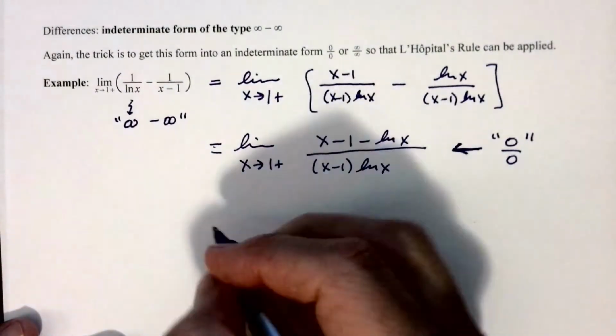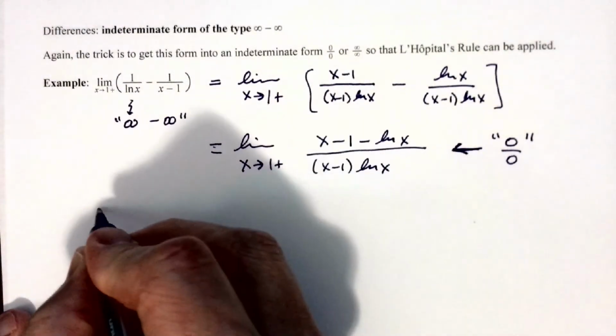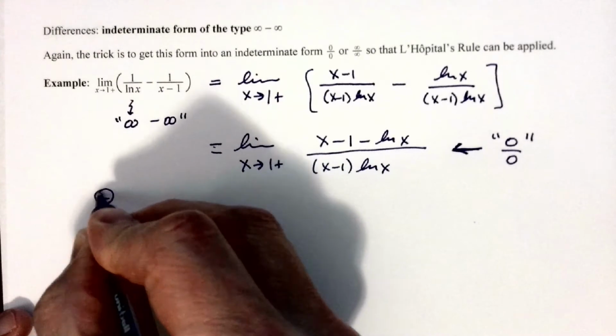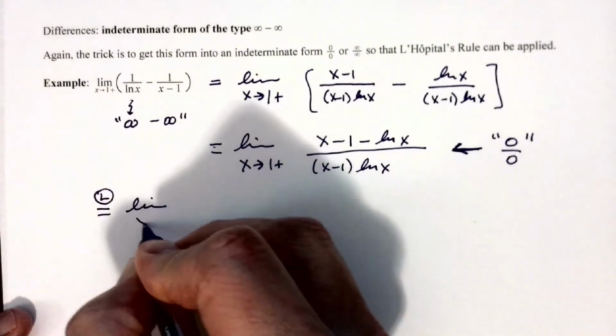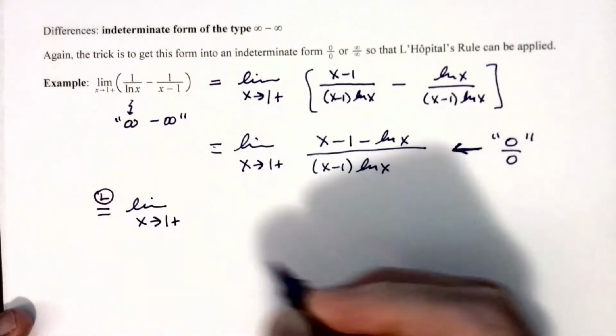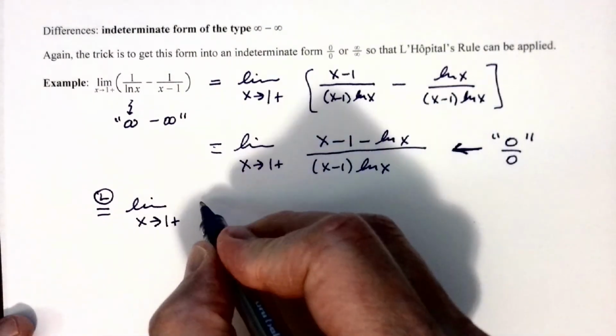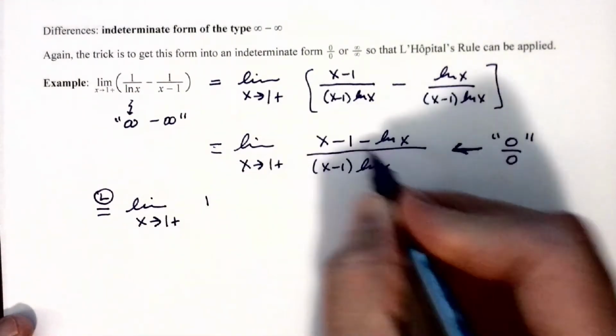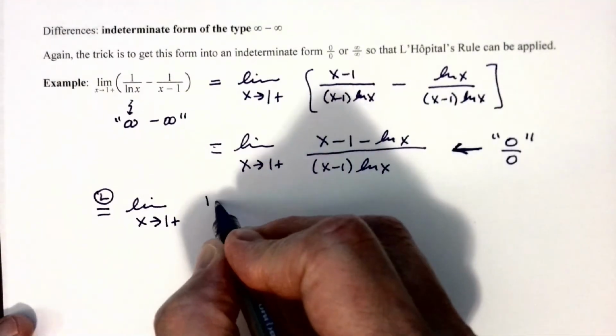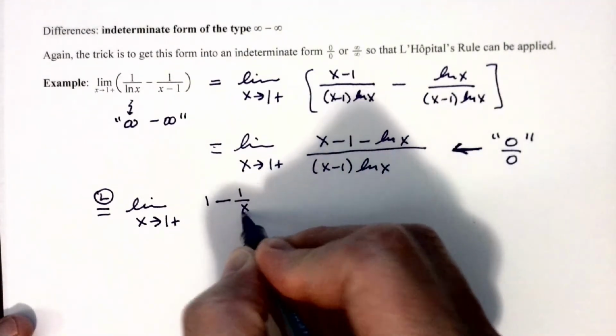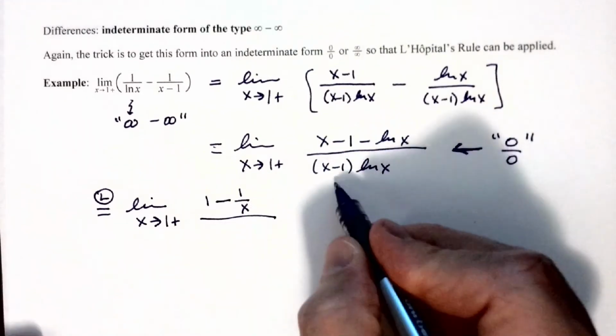Right? So what does L'Hopital rule say? Don't forget, you must write the limit here first. Incorrect without the limit. Derivative of the top. Derivative of x is 1. Derivative of 1 is 0. What's the derivative of natural log of x? 1 divided by x.